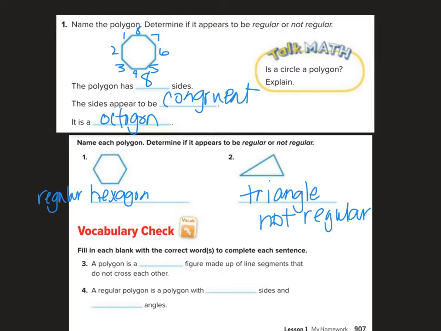Okay, fill in each blank with the correct words, complete each sentence. A polygon is a closed figure made up of line segments that do not cross each other. A regular polygon is a polygon with congruent sides and congruent angles. What's congruent mean? Exactly the same.